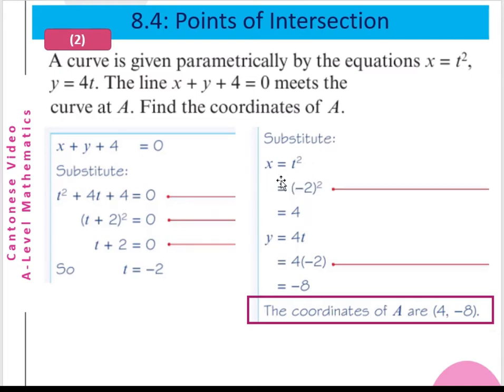And we substitute t equal to -2 into the x equation. We get x equals t squared, so x equals (-2) squared, which is 4, and y is equal to 4t, so y is equal to -8. So the coordinates of A are (4, -8). This is the point where the curve meets the line x plus y plus 4 equals 0.